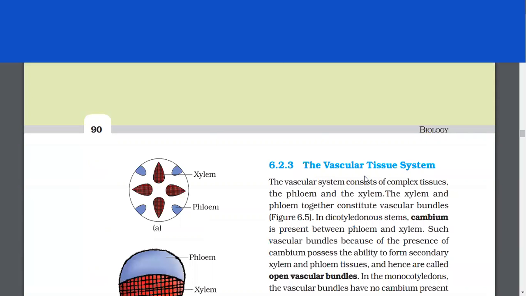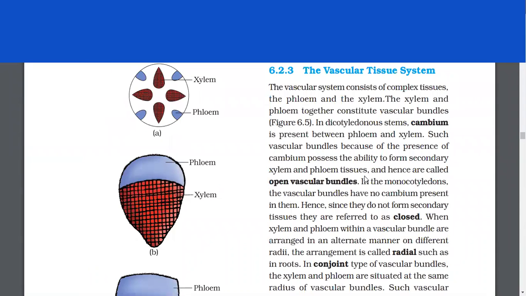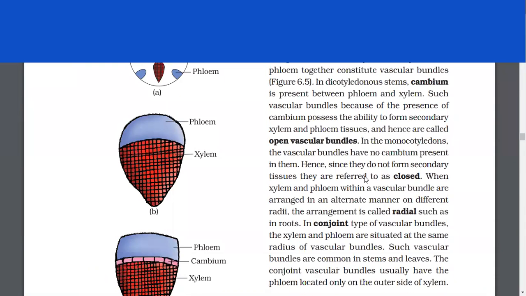The vascular tissue system. The vascular system consists of complex tissues, the phloem and the xylem. The xylem and phloem together constitute vascular bundles. In dicotyledonous stems, cambium is present between phloem and xylem. Such vascular bundles, because of the presence of cambium, possess the ability to form secondary xylem and phloem tissues and hence are called open vascular bundles.